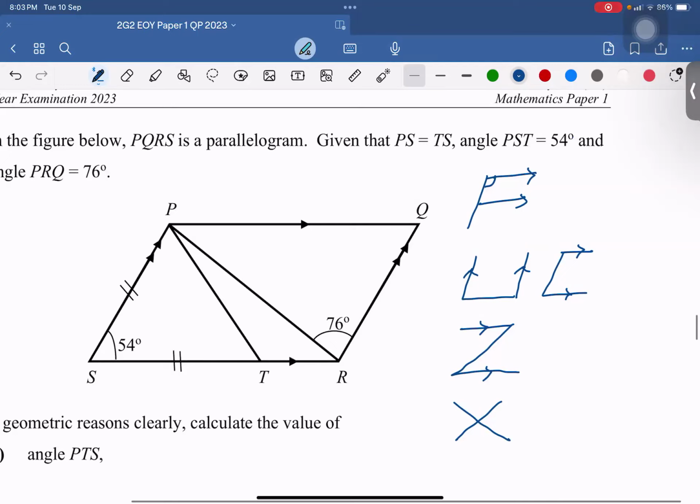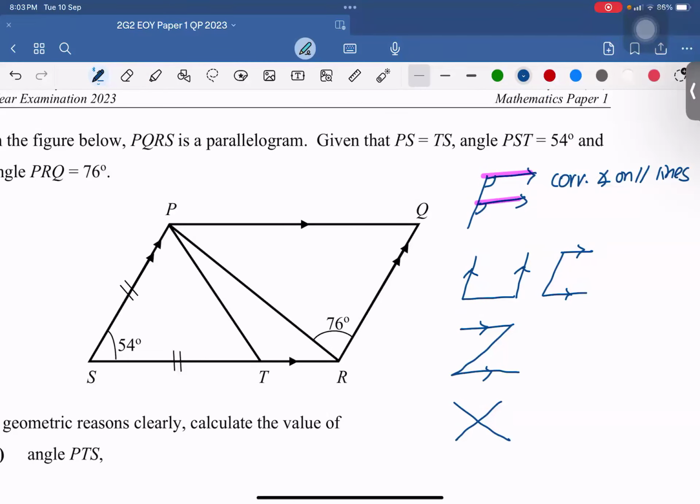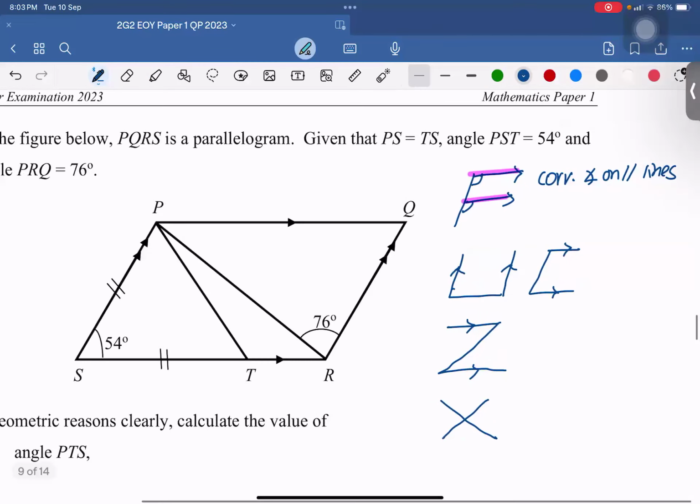Letter F, this is the two parallel lines over here. So this is called the corresponding angles on parallel lines. Okay, then the next one, letter U. Anyone tell me what is the relationship between the two angles? What do these two angles add up to?